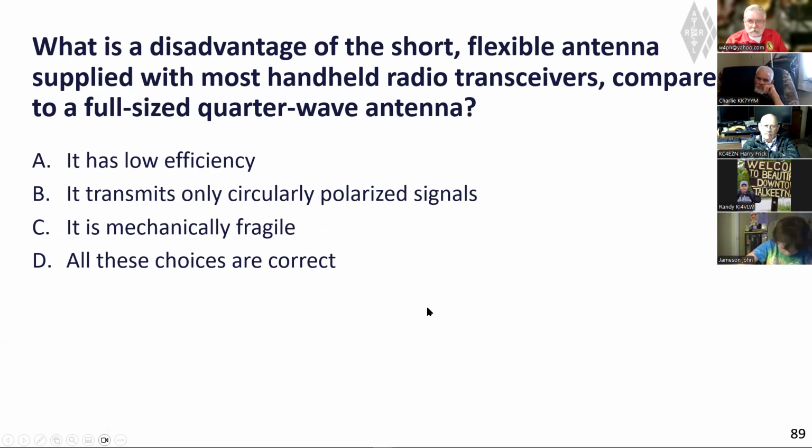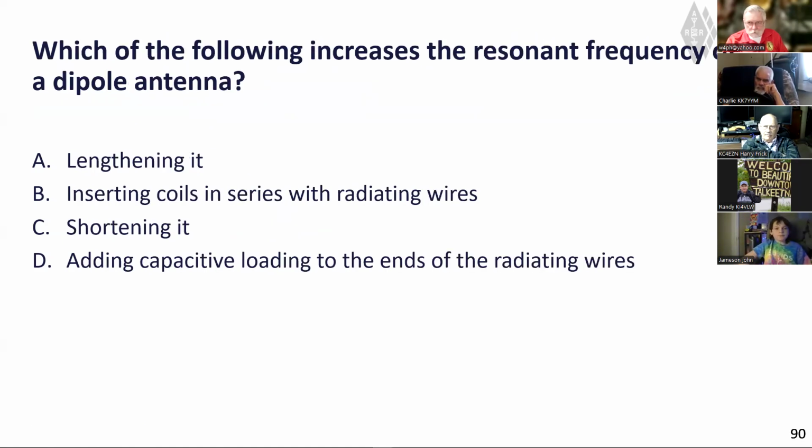What is a disadvantage of the short, flexible antenna supplied with most handheld radio transceivers compared to a full-size quarter-wave antenna? And that one would be A, it has low efficiency. Which of the following increases the resonant frequency of a dipole antenna? That would be C, shortening it.